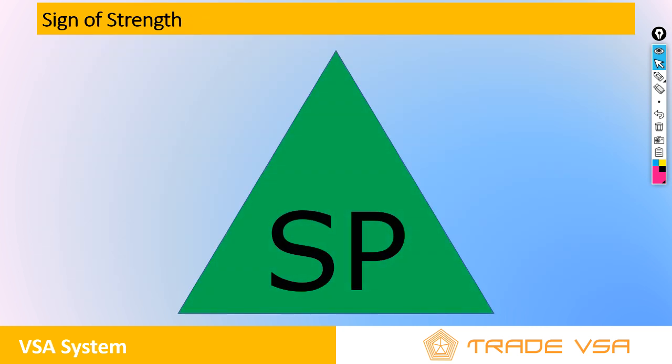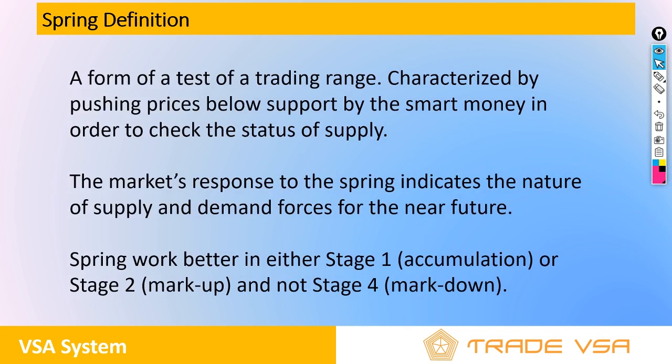So basically, a spring is one of the signs of strength, or hidden potential buying from the smart money. What it usually does is shake out all these weak holders. Some of the definition I think you should take notes of: it's a form of a test during the trading range. Usually it pushes the price below the support by the smart money in order to check the status of the supply.